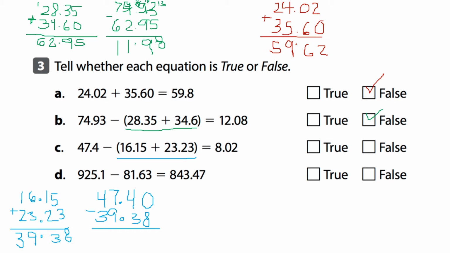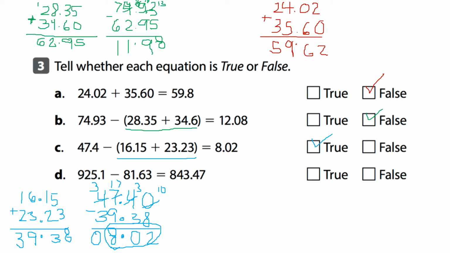So I know I cannot, I dropped down my decimal. It's always good to do that first. I can't take 8 from 0, but I can borrow and make this 4 a 3. The 0 becomes a 10. 10 minus 8 is 2. 3 minus 3 is 0. Can't take 9 from 7, so I borrow again. And the 7 becomes a 17. The 4 becomes a 3. 17 minus 9 is 8. And then 3 minus 3 is 0. So this one is true because it is 8 and 2 hundredths.